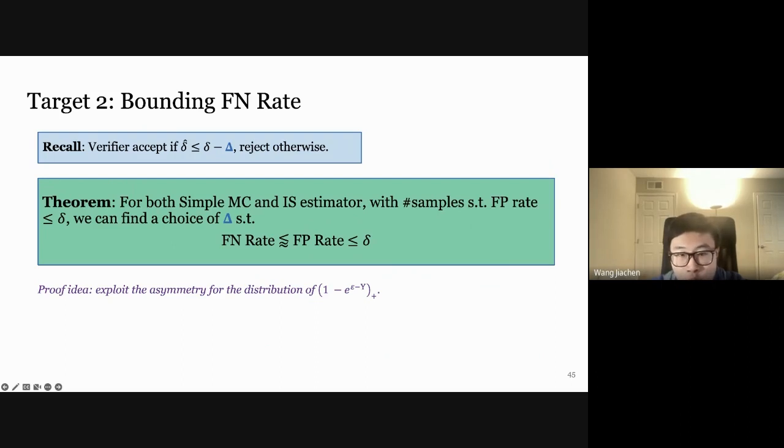So we prove that for both the simple Monte Carlo and importance sampling estimator, we are able to find a value of this big delta such that with the same amount of samples, the false positive rate is smaller than the proposed delta, and the false negative rate is approximately smaller than or equal to the false positive rate. So as long as this false positive rate is small, the false negative rate is also guaranteed to be small. The proof idea is to exploit the asymmetry of the distribution of this expression.